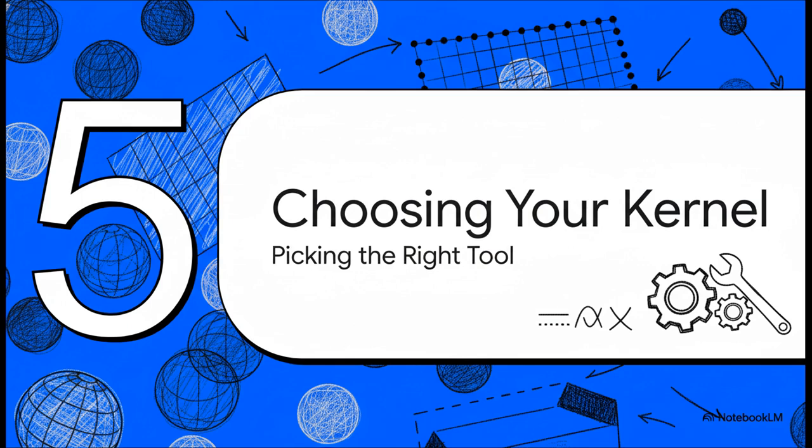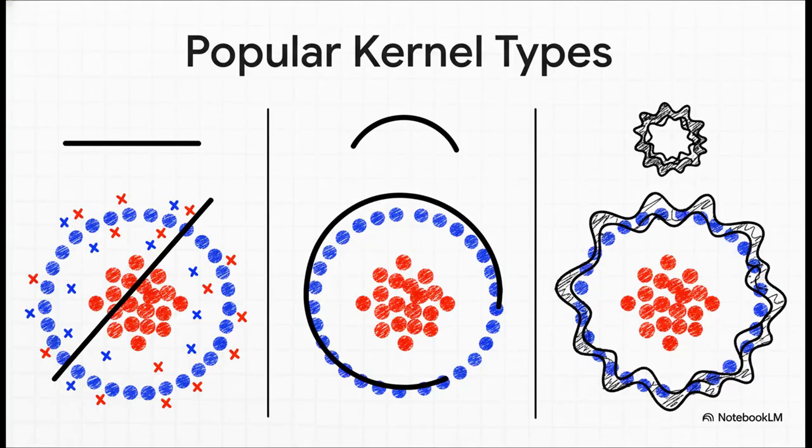Now, this trick is amazing, but it's not a one-size-fits-all kind of deal. Using it effectively means you have to choose the right kind of kernel for your specific problem. There are 3 really popular types of kernels, and each one is capable of creating a different shape of decision boundary. The linear kernel is just our basic hyperplane, perfect for data that's already pretty easy to separate. The polynomial kernel can create curved boundaries, and the radial basis function, or RBF kernel, is the most flexible. It can create all sorts of complex shapes, even circles, for really tricky data.